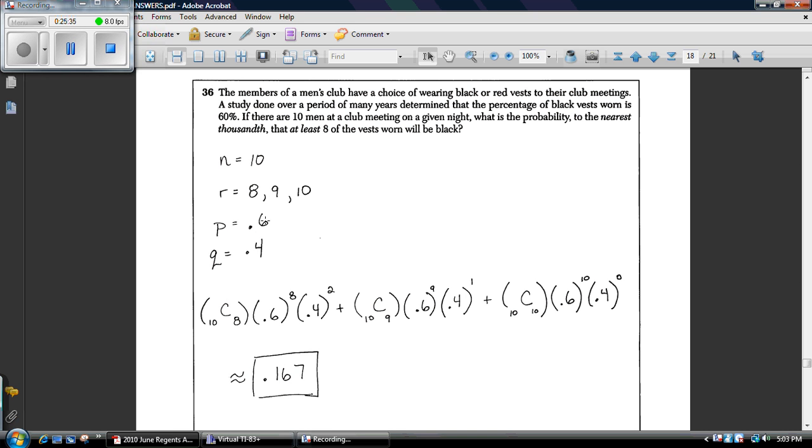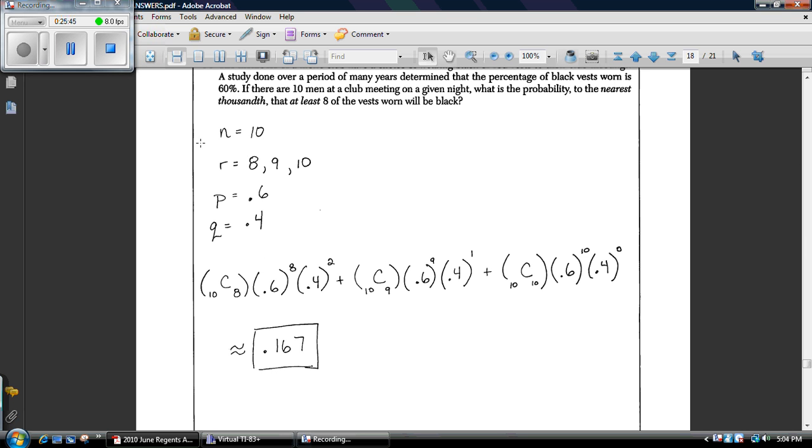P is the probability of success, and the probability that somebody wears a black vest is 60%, which means the probability of failure is 40%, or 0.4. Then you need to calculate the exact value of this occurring and this occurring, and add them together. So it's nCr, p to the r, q to the n minus r. It's 10C8, 0.6 to the 8th, 0.4 to the 2nd.